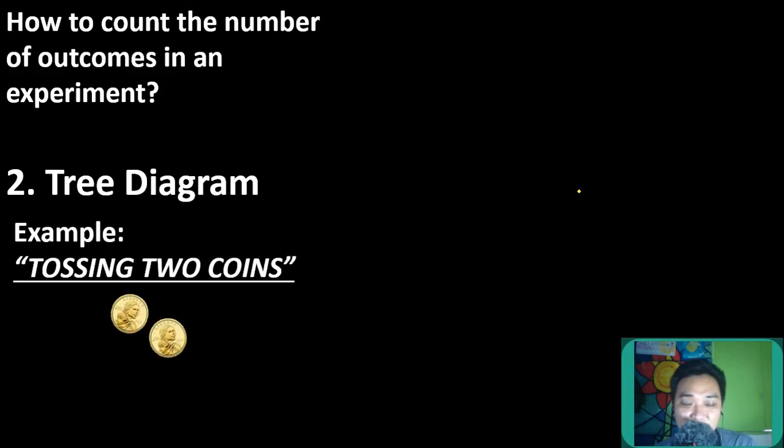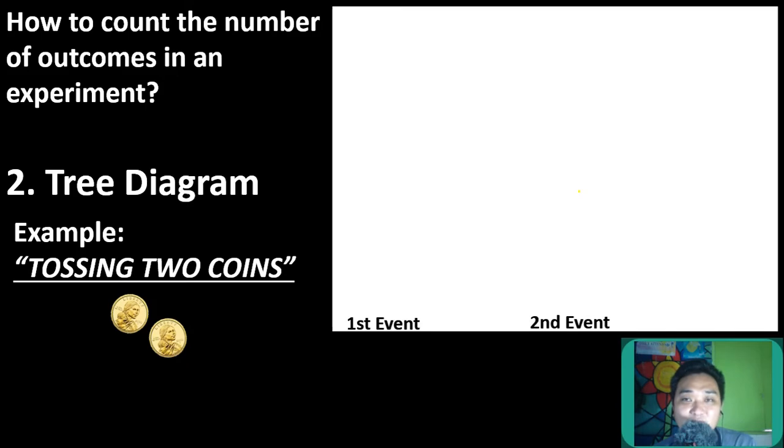So using our previous example, tossing two coins, we can create a diagram. If we want to toss two coins, pwede natin siyang i-separate into two events. Our first event is tossing our first coin, and on our second event, that is tossing our second coin. First event, tossing a coin. And then, sa second event, tossing another coin. Parang ganun, po. So, in our first event, if we toss a coin, ang pwedeng lumabas is head or tail.